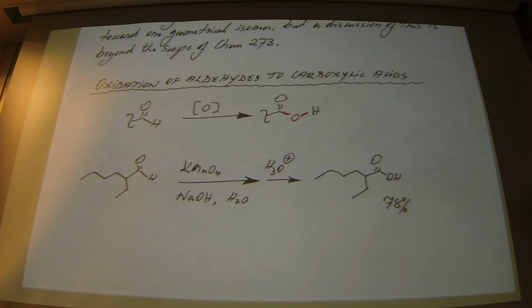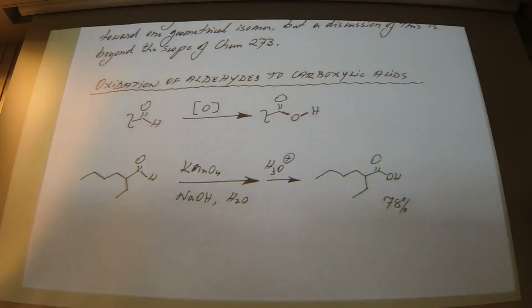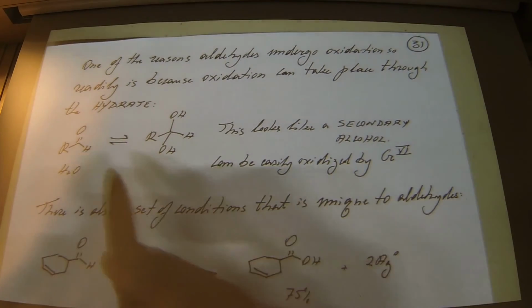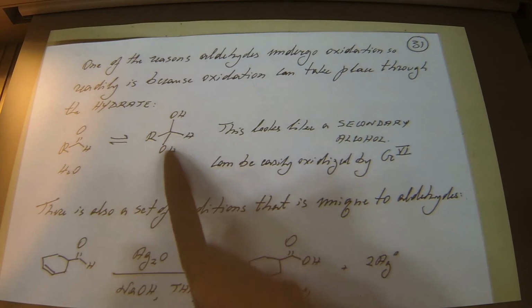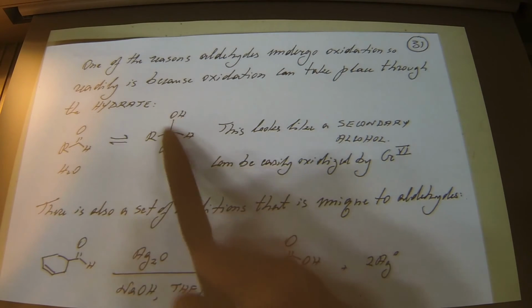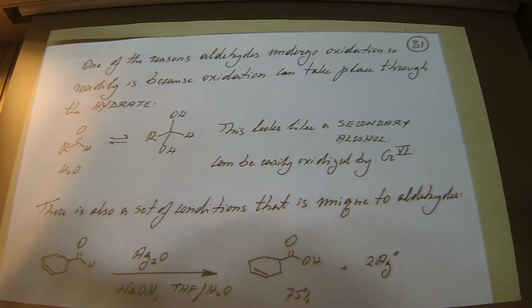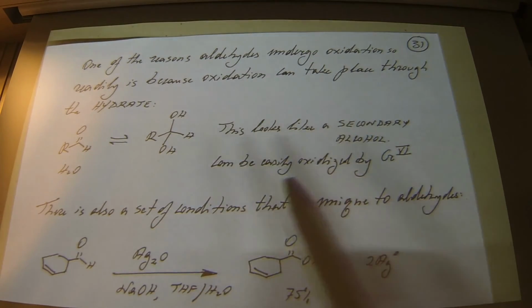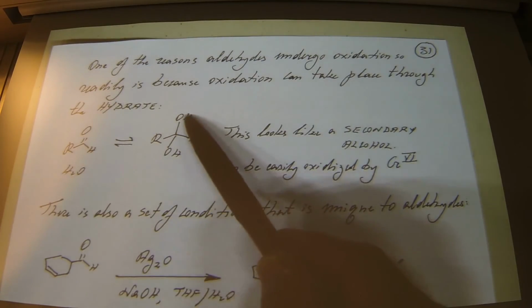And both of these reactions, by the way, are done in aqueous media. The reason, as I indicated to you last time, is that the oxidation takes place through a hydrate. And so in the presence of water, you have an equilibrium of the aldehyde and its hydrate. Now this hydrate looks very much like a secondary alcohol. And so if secondary alcohols are oxidized to carbonyl compounds, then here's a secondary alcohol. It's a very special secondary alcohol because it already has a hydroxy group.